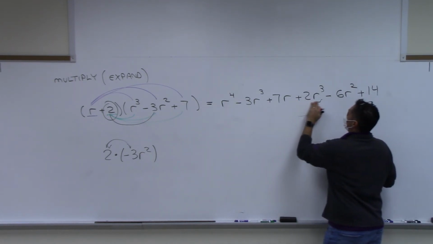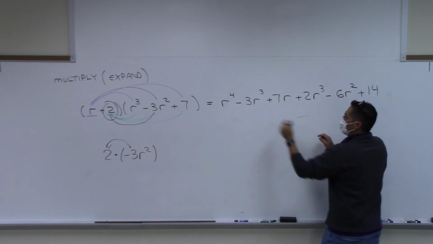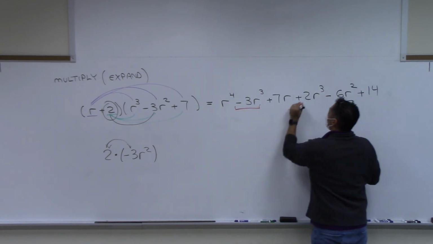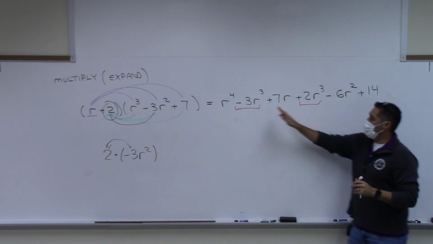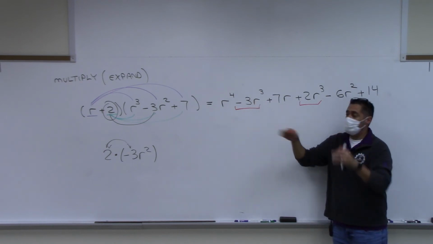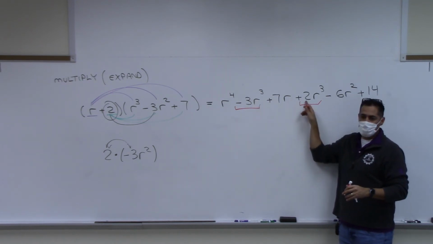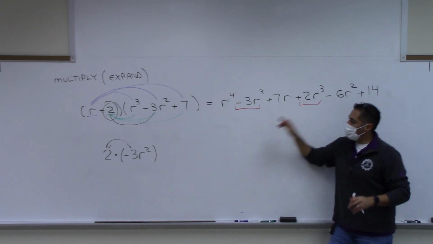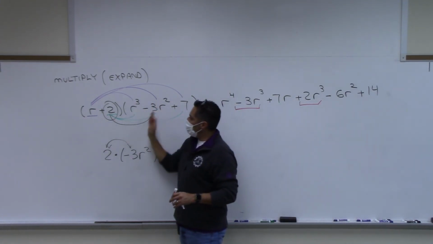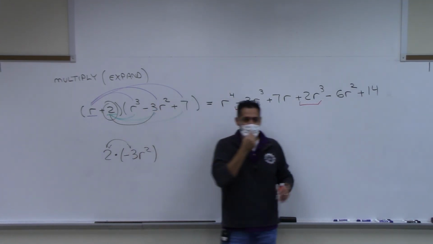Let me see. Like terms here. The like terms we have here, these two. Do you see what I'm saying? At this step, when we're combining like terms, that's when you're going to add and subtract these numbers together. But when you're doing the distribution or the expanding, you're multiplying the numbers, not adding or subtracting.